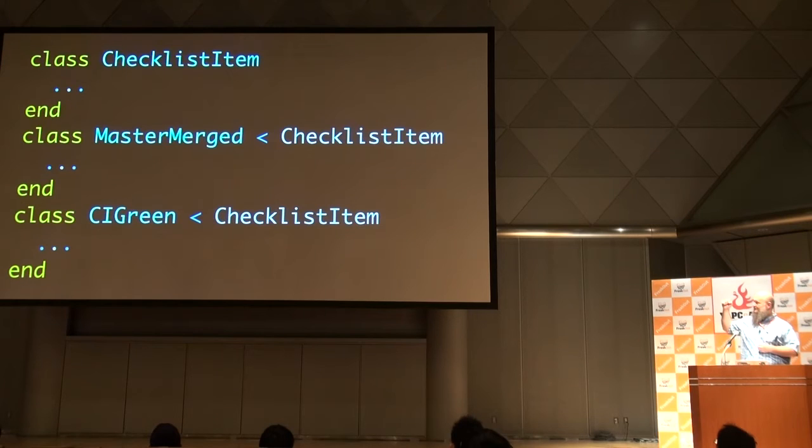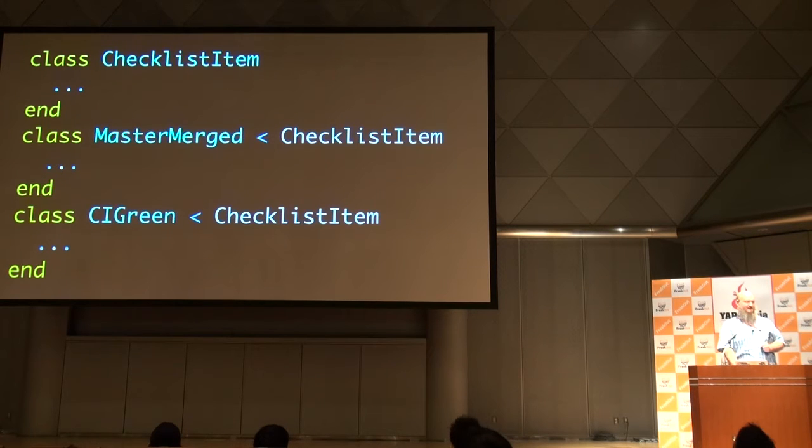So rather than have a deployment check if master is merged or have a deployment check if continuous integration has passed, there are objects called checklist items. And it's a terrible class name. Checklist item is like thing or entity or object. If you're naming things like this, you've done it wrong. And I feel like checklist item is that.